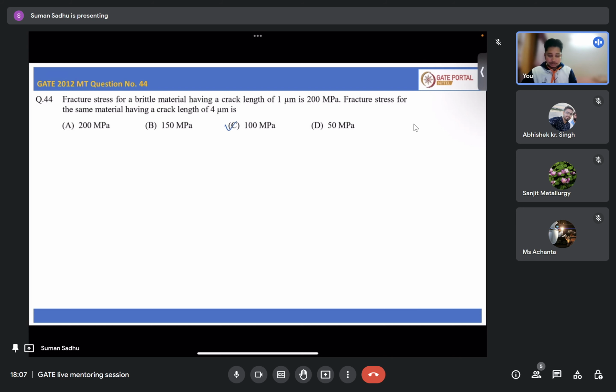This question you can approach using the Griffith equation for brittle fracture for the brittle material. Do you know the equation? Can you tell me what is sigma f? Sir, sigma f is inversely proportional to root over c. Yes, the whole equation? It is equal to root over of 2Eγ upon πc. Yes, so this is the equation, and here you can see that sigma f is inversely proportional to root c.